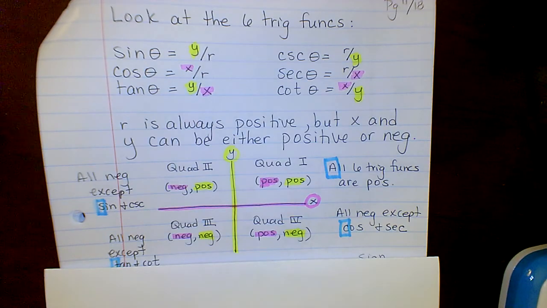Okay, so we've got the circular function definitions, the trig functions. Now let's look at those and see how those definitions can tell us what trig functions are positive and negative in which quadrants. First of all, r, the radius of a circle, is always positive. X and y can be positive or negative depending on which quadrant they're in.